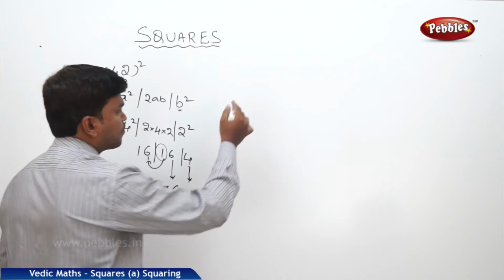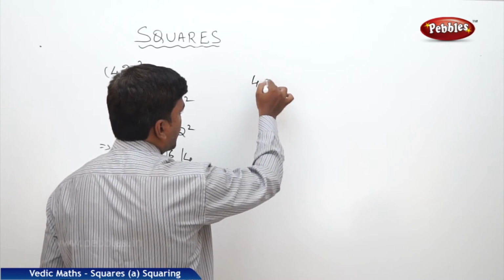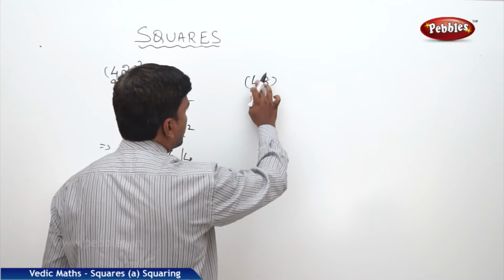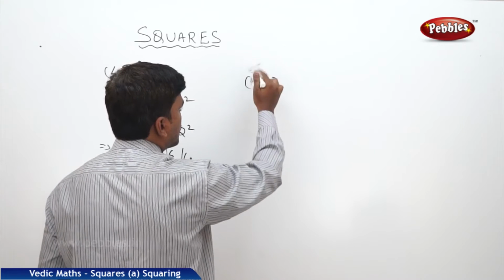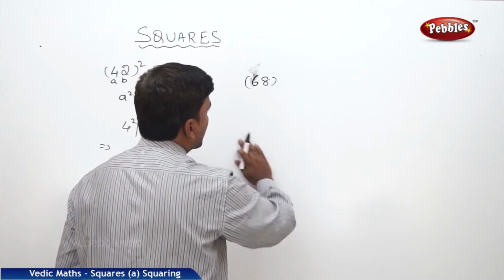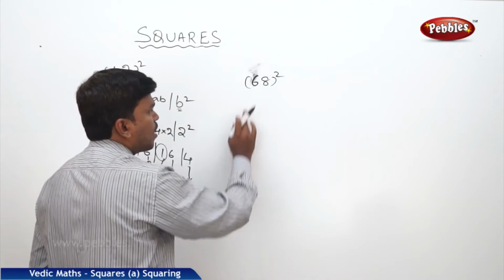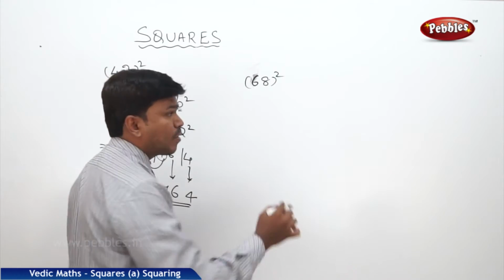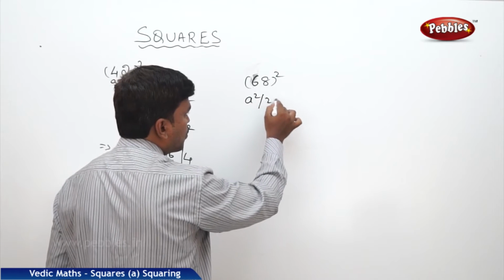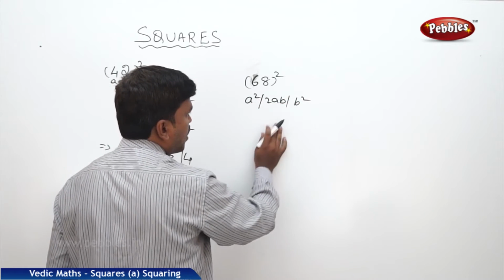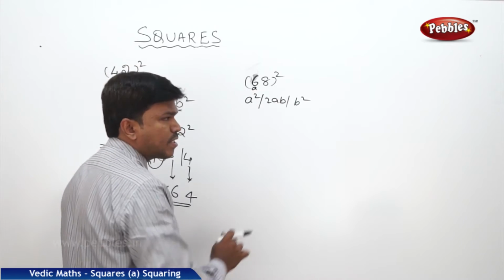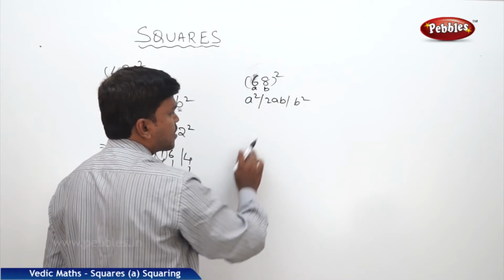One more example. Suppose I want to calculate 48 square, not 48 square, let us take 68 square. I want to calculate 68 square. Now again, you need to remember the formula. What is the formula? A square, 2AB, B square. Now here what is A and what is B? Tens place digit is taken as A and ones place digit is taken as B.